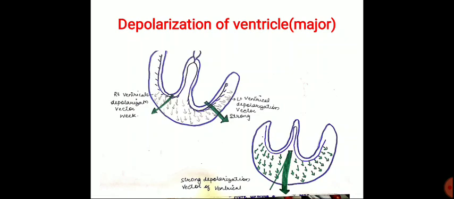Now both right and left ventricular depolarization vectors are summated together and form one strong depolarization vector of the ventricle. This strong depolarization vector of the ventricle is the strongest of all the vectors, and it is directed downward, and more toward the left side because of the left ventricular musculature. So this strong depolarization vector of the ventricle is downward and more toward the left side.